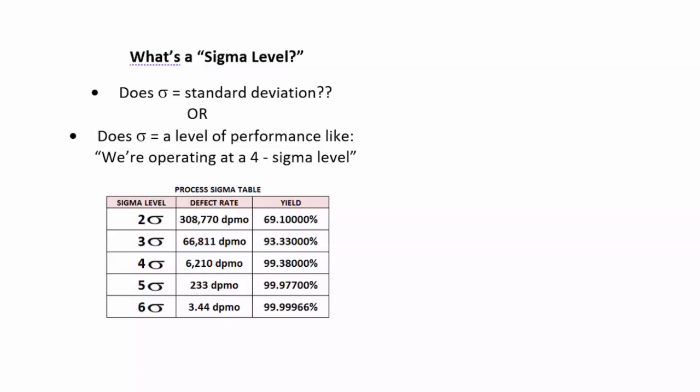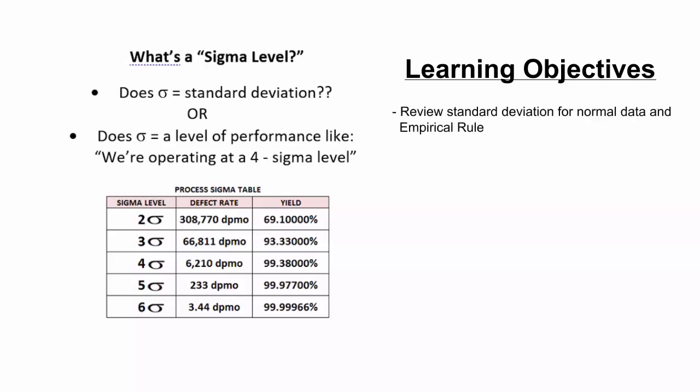In this video, what I'd like to do is spend a little bit of time discussing what the differences mean when we talk about the term sigma. Does sigma mean standard deviation, or does sigma equal some sort of performance level? Like we're operating at 3 or 4 sigma, we're operating at a 6 sigma level of performance.